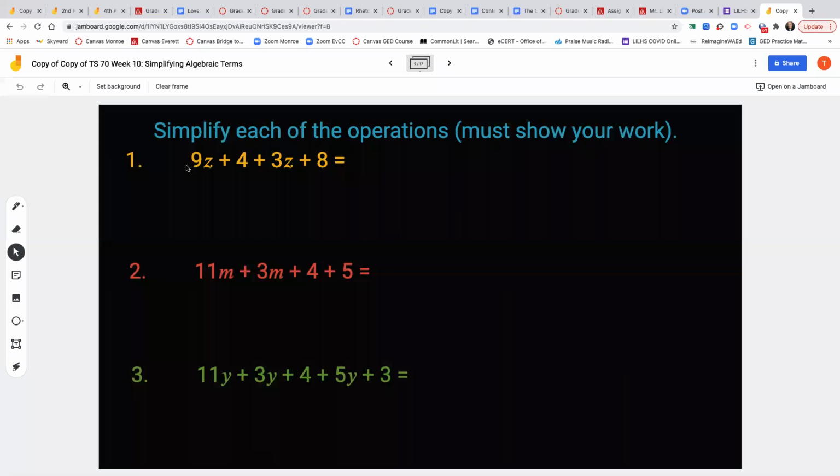Okay, guys, are we back? I hope I'm back. I'm recording, sharing my screen, and this is where I was. Yes, 9z plus 4 plus 3z plus 8. Go ahead and copy those down and see if you can simplify those algebraic polynomials. They're also called expressions because they're one side of an equation. I'll give you about 20 more seconds and then we'll jump into it.